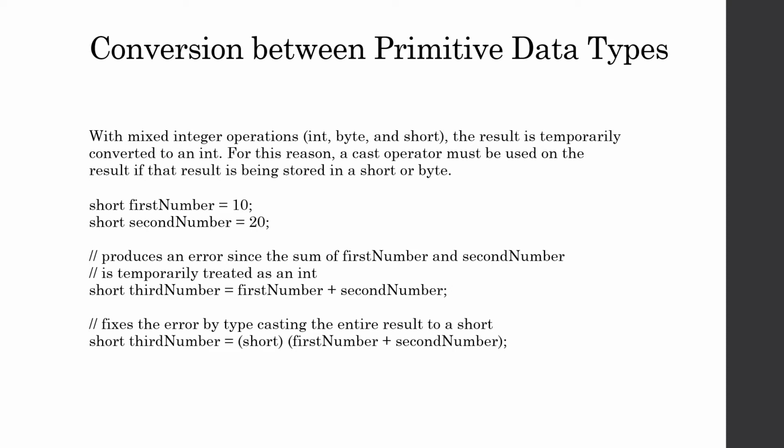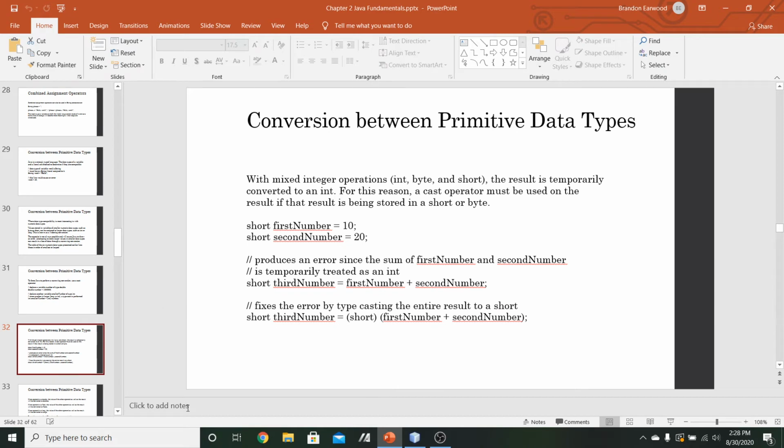The problem is that whenever we do this, it will temporarily treat that result as an int. And as I noted before, we cannot put an int into a short because that would be a narrowing conversion. So instead, after we've gotten that result, we then want to convert that result, or force that result, to be treated as a short. Then we can actually store it into third number. So let's take a look through all of this.